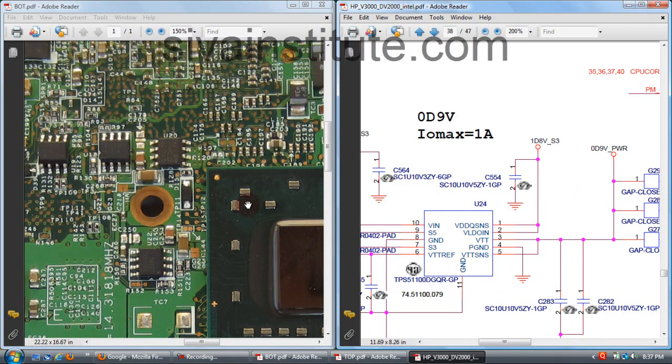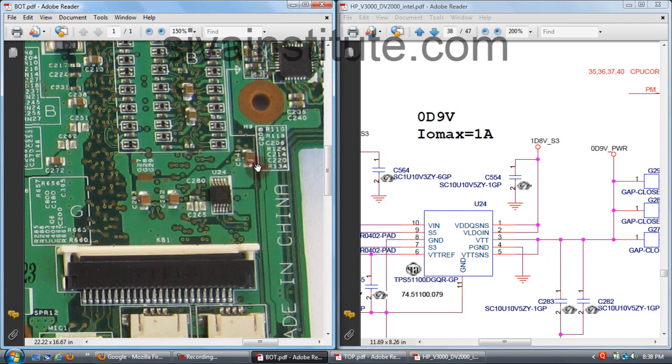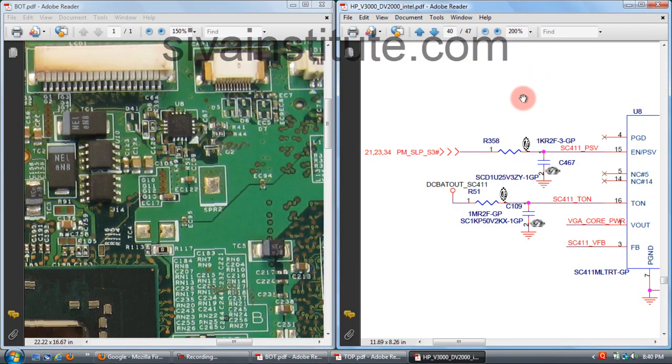This is U24 IC. You should check the voltage at this IC. After S3 command, this voltage also comes out from this IC. This is U8. This is graphic controller supply.